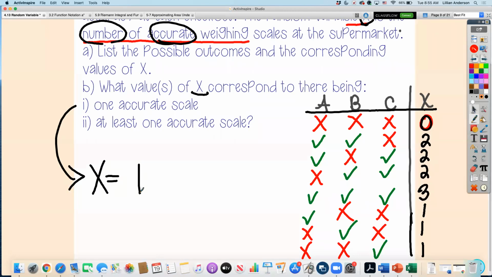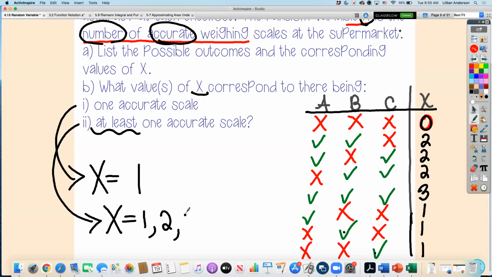If X is equal to 1, then that lets us know that either A is going to be accurate, B is going to be accurate, or C is going to be accurate. Now, at least 1 accurate scale. At least 1 means that there could be 1 that's accurate, or 2 that's accurate, or all 3 that's accurate. So the value or values of X that represent there being at least 1 accurate scale would be 1, 2, and 3.